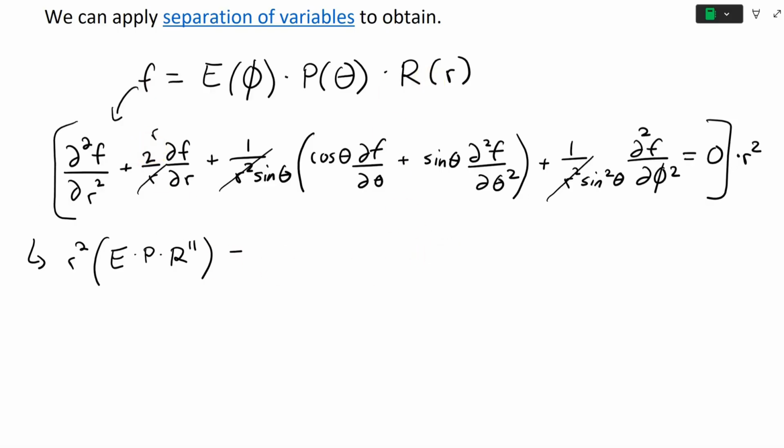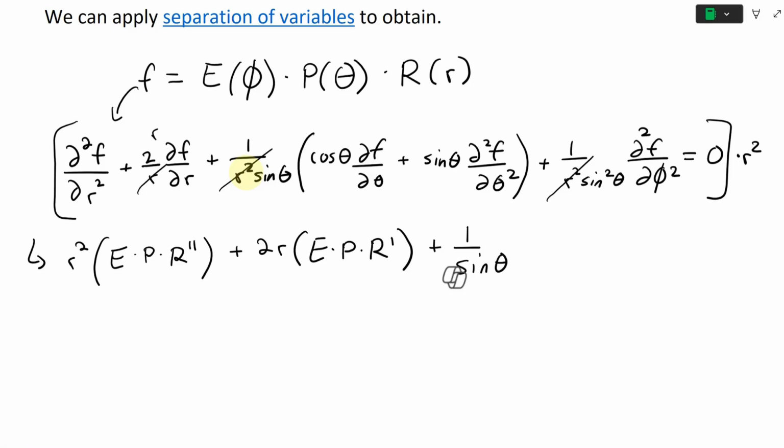And now for this part, we're going to get a plus 2, and this is the first partial derivative of f in terms of r. That's just r prime, so this is 2r r prime. Actually, don't make a mistake: it's going to be E times P times r prime, because we have to include those constants for that partial derivative. They're not actually constants, but they only are when you take the partial derivative. Now the next term, this one's gone, so we're going to have a plus 1 over sine theta.